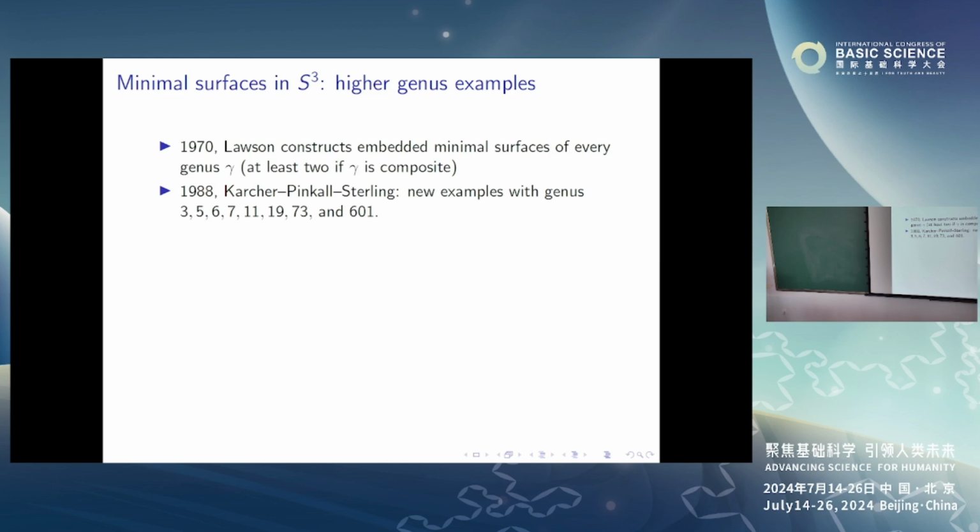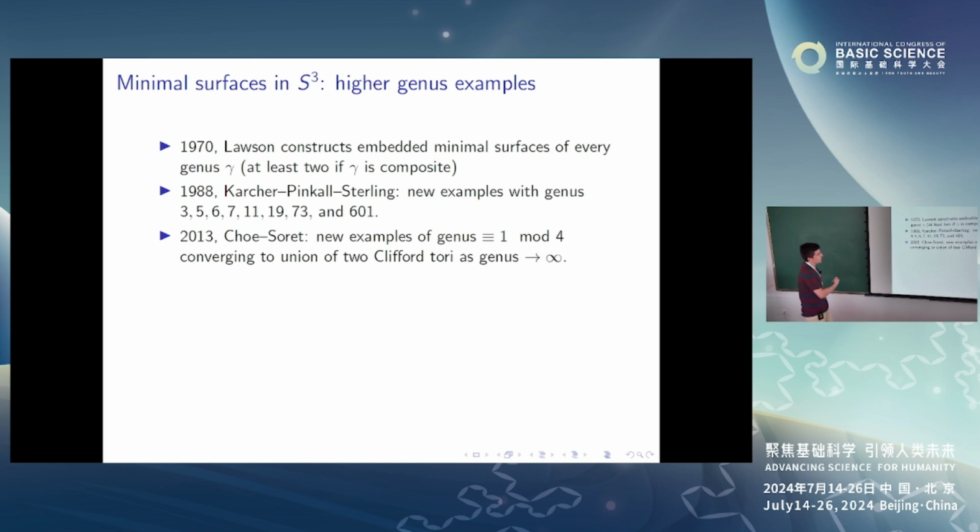All right, so using similar techniques, Karpukhin and Stirling constructed a finite list of new examples with these genera. So we know, for instance, already from this list that at least in genus 3 you have non-uniqueness, so you shouldn't expect a genus 3 Lawson conjecture. Okay, and then this technique was developed further by Choi and Schoen more recently.